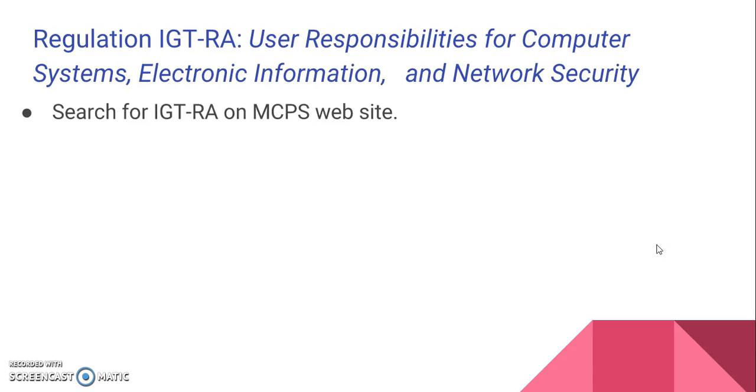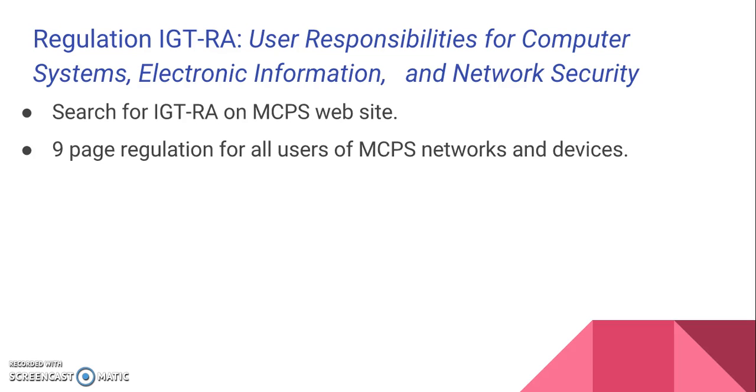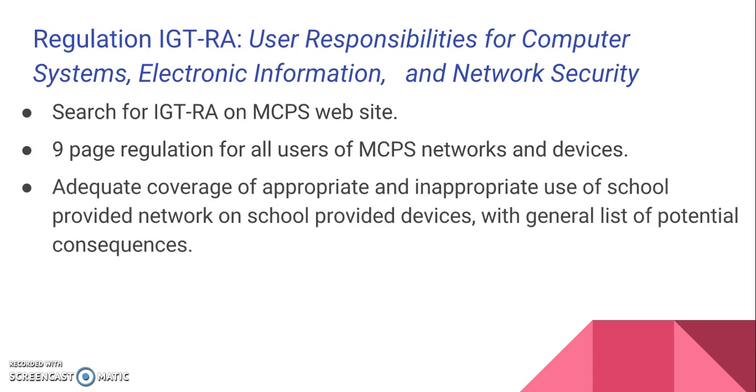You can search for this regulation on MCPS's website. It is a 9-page document that addresses all users of MCPS networks and devices and does not always distinguish between student and staff member. While this document is essentially our acceptable use policy, and it does provide an extensive list of appropriate and inappropriate uses of the network and school provided devices, it does not address the use of portable technologies in the building for neither staff nor students. It also alludes to a number of different documents, and its last revision was 5 years ago in 2012.